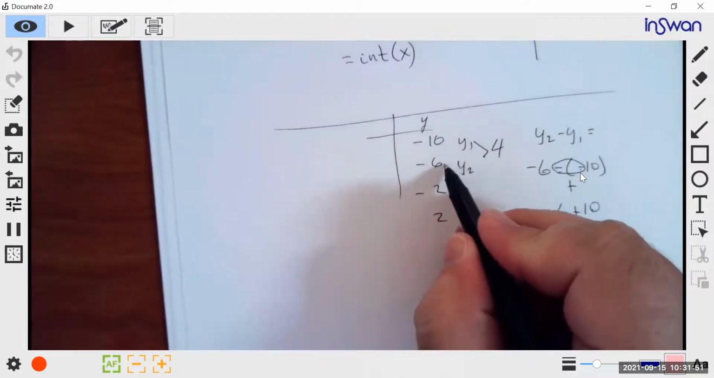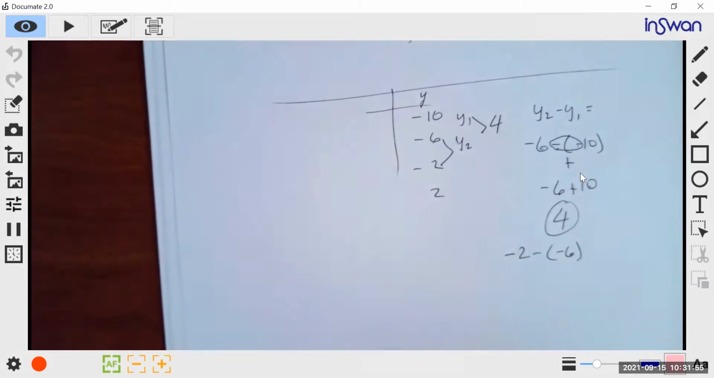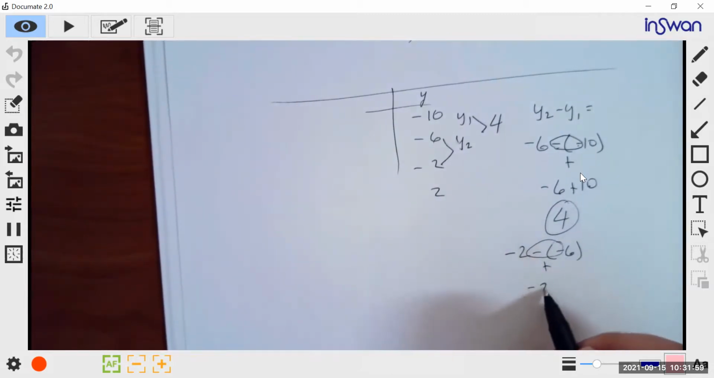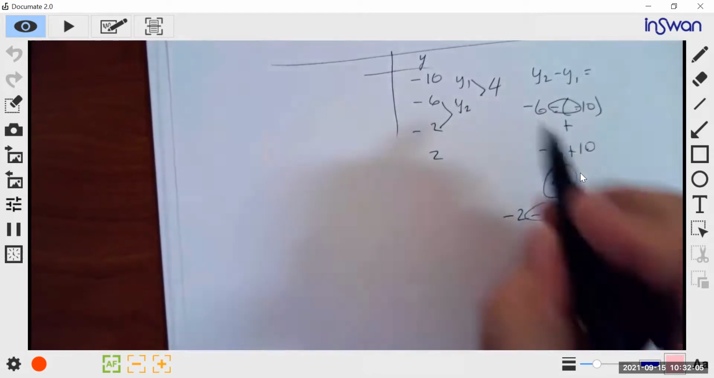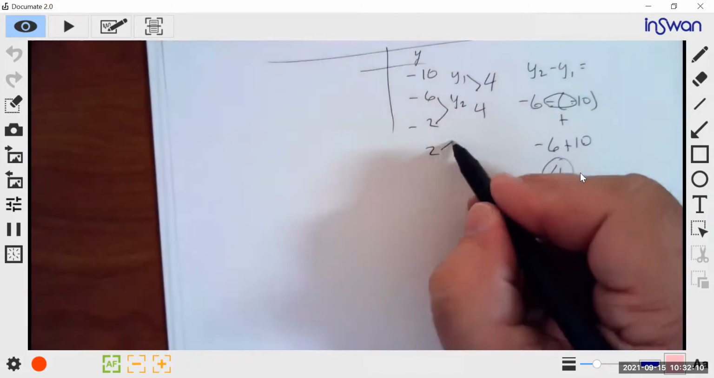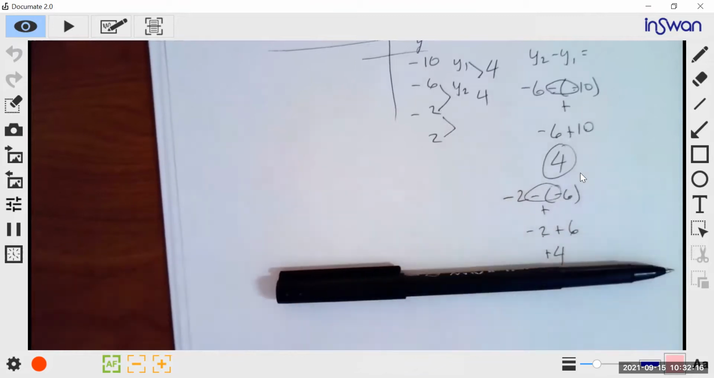Same thing. -2 minus -6. That becomes a plus, so we have -2 plus 6. 6 is bigger than 2, the answer is positive. 6 minus 2 is 4. Between 2 and -2 is also 4. So yes, the y differences are the same. So it's always the second value minus the first value.